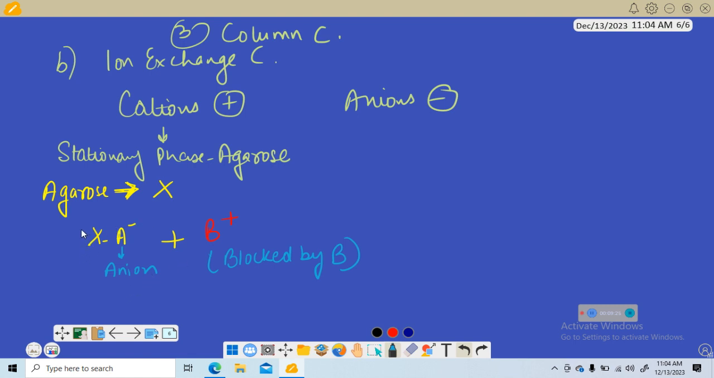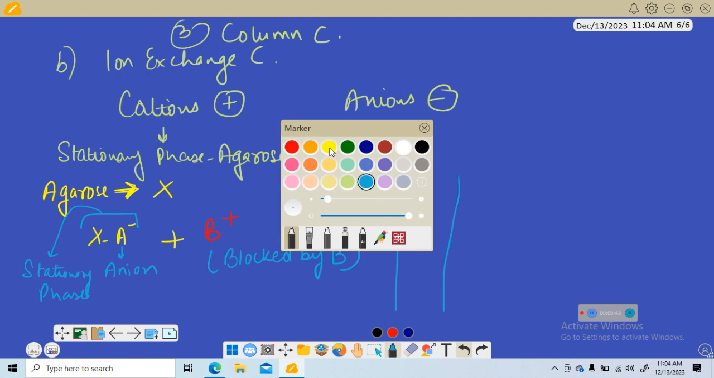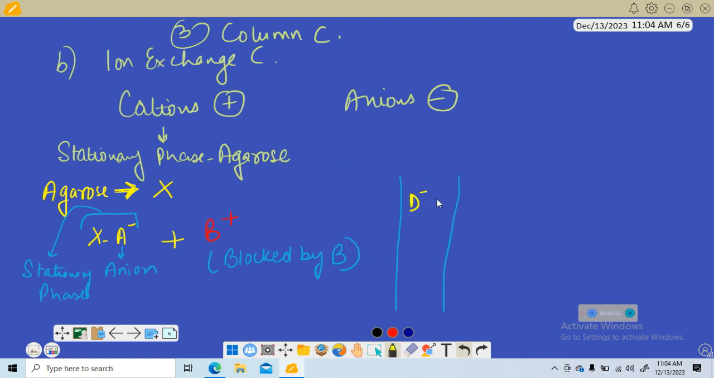So XA, this whole is our stationary phase. X is agarose. Okay, agarose comes under stationary phase, so the stationary phase is fixed. Now the structure is like this. Here we have D negative, C positive. This is present in the molecule itself.